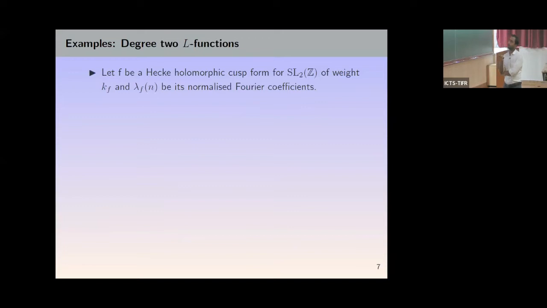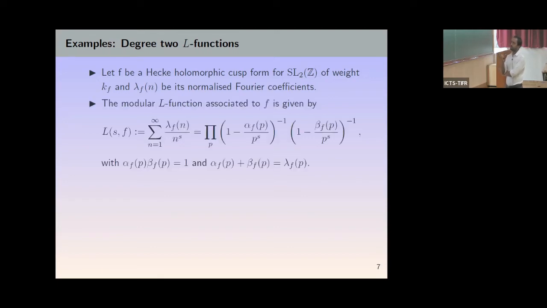And we have already seen the forms. Take f to be a holomorphic Hecke cusp form for SL2(Z) having weight k_f, and let lambda_f(n) be the normalized Fourier coefficients. Normalized means lambda_f(1) is 1. And you again associate an L-function corresponding to f. In this case, observe it is of degree 2, and alpha_f(p) and beta_f(p) are related by these equations. Their product is 1, and their sum is the eigenvalue, the coefficient at the prime p.